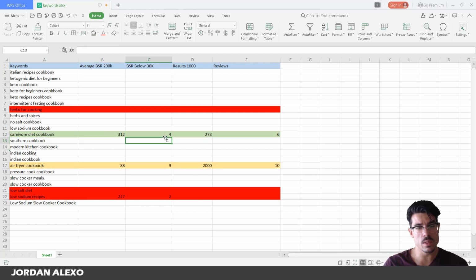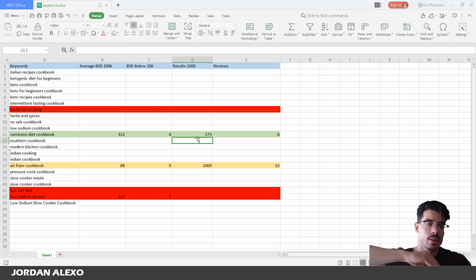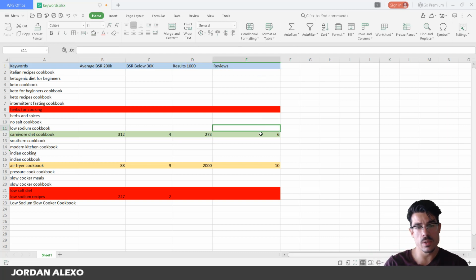Also, I try to check if there are a few books hitting home runs. This gives me an idea that if I actually publish a book and do a good job, I can have a home run for that book. Results give me an idea of how many people are actually going for that keyword, because the more results, the harder it becomes to get on top of the pile of books over there. And also, the number of reviews gives me an idea of the number of authors that are publishing books over there. I try to go for 5, 6, 7, and a bit more. It starts really getting hard for you to compete.